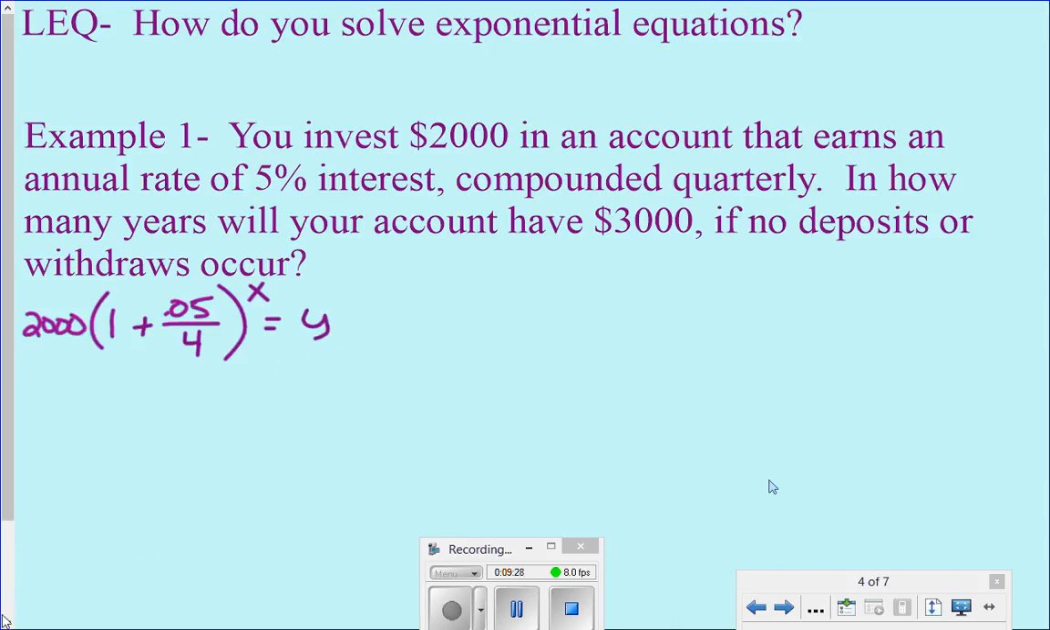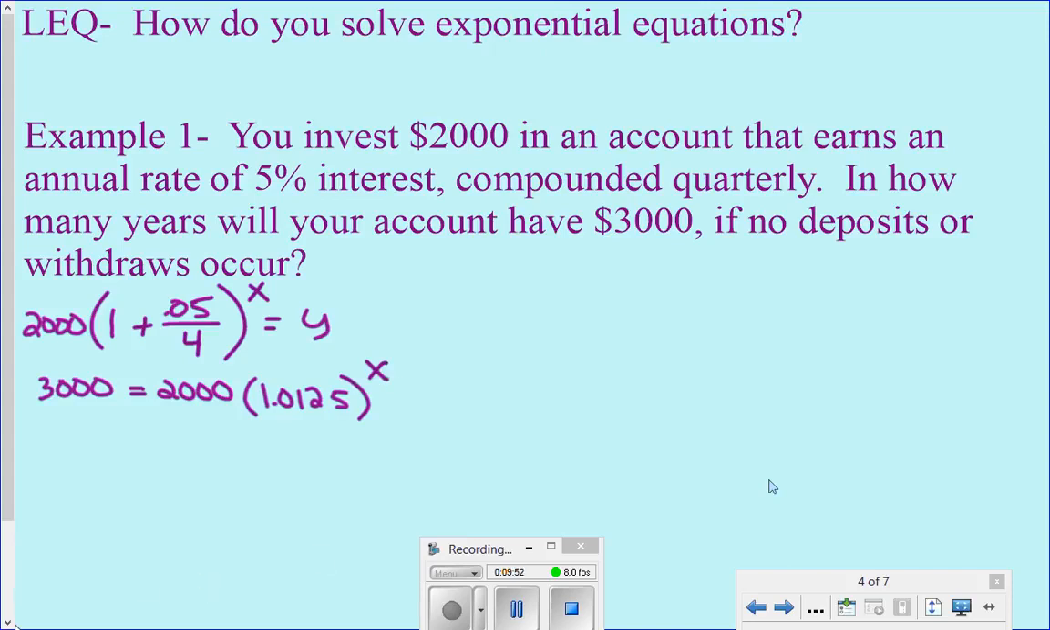So now I know that y is going to be 3,000 because that's the amount I want it to equal. And again, 2,000 is my initial amount. You're going to figure out what 1 plus 0.05 divided by 4 is. If it's a repeating decimal, you're going to leave it exact. This one actually ends up being 1.0125, so that's not too bad. So I'm going to write the decimal form of that, and that's raised to the x. So that's what I have so far.